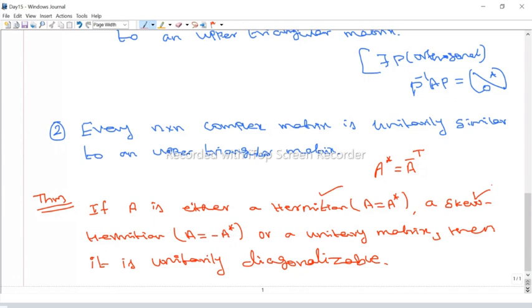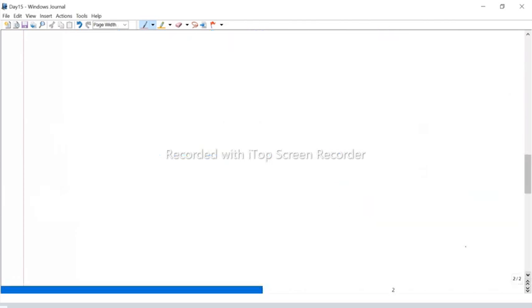Skew Hermitian again, the matrices have complex entries. Unitary also, the matrices have complex entries. For the complex case, we use the unitary rule. So this should be unitarily diagonalizable. Similarly, for the real case, symmetric matrices and orthogonal matrices are orthogonally diagonalizable. We will now write it for the real case. For the complex case, Hermitian, skew Hermitian, and unitary matrices are all unitarily diagonalizable.